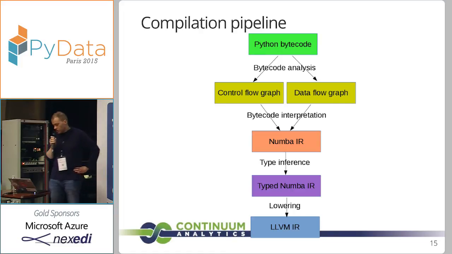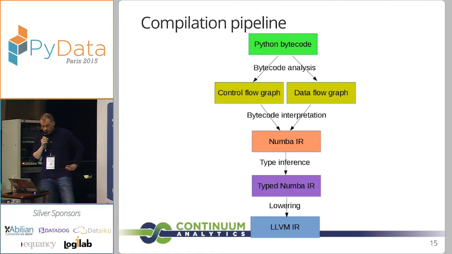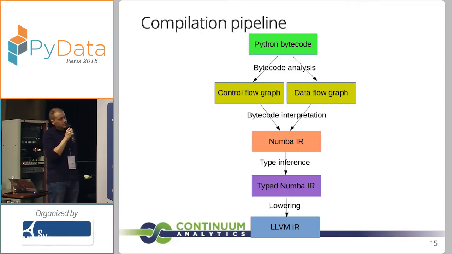And then there is a last stage, which is called lowering. The word lowering comes from LLVM jargon. I think it's not necessarily a standard word, but that part takes the rather high-level and abstract Numba IR and produces some LLVM IR out of it.